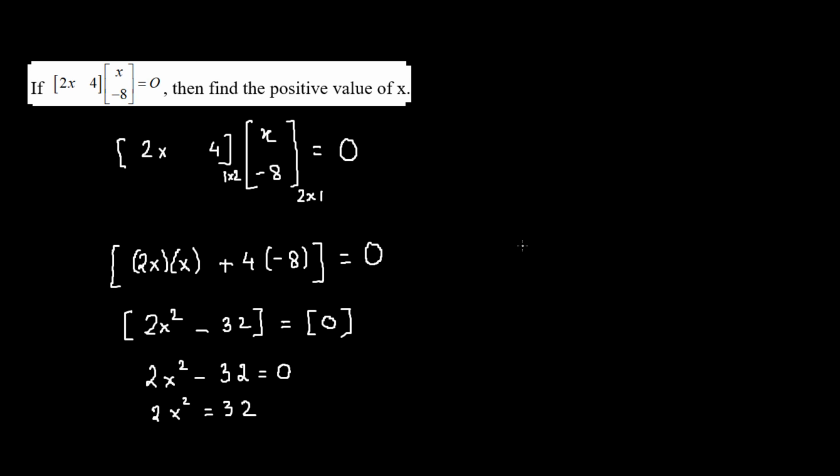Then we divide both sides of the equation by 2. So we have 32 over 2 on the right hand side, which is 16. Then we take the square root on both sides, so that should give us positive or negative 4. The square root of 16 is positive or negative 4. Since in the question we are asked to find the positive value of x, we'll discard the negative one. So that means x equals positive 4. That's it.